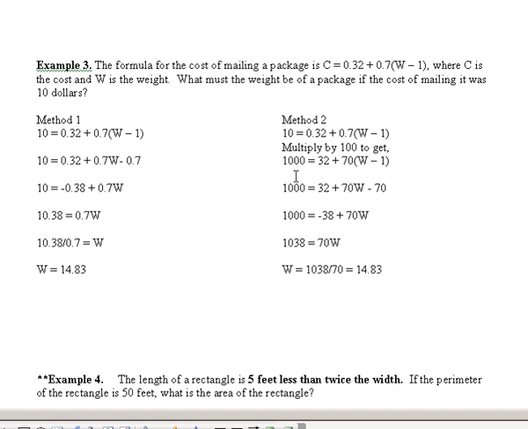10 times 100 is 1,000. 0.32 times 100 is 32, no decimal point here. And 100 times 0.7 is 70. Now, dealing with this, I have no decimals. So I'll take the 70 through, and I get 70W minus 70. Combine the like terms here, and I get negative 38. Add the 38, and I get 1,038, and now divide by 70. And now we're just dividing whole numbers, and you'll get 14.83.